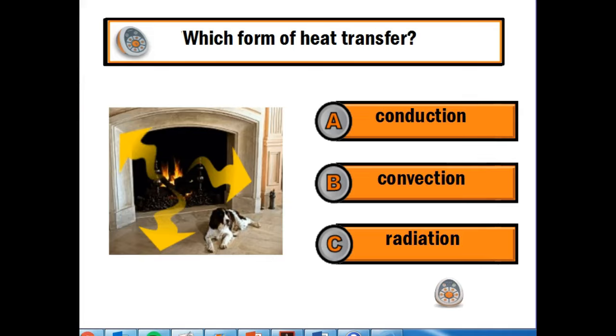This is a great example. This is all three, but notice the arrows. There's arrows in the picture, but they're not going up and down, so it's not talking about rising and falling. Which one do you think this one is?